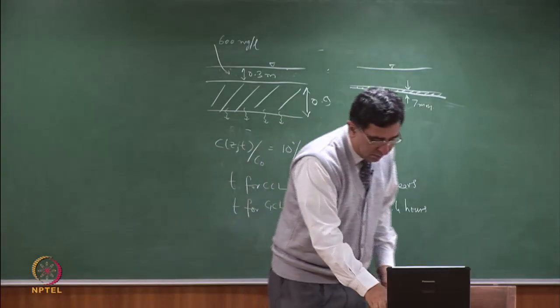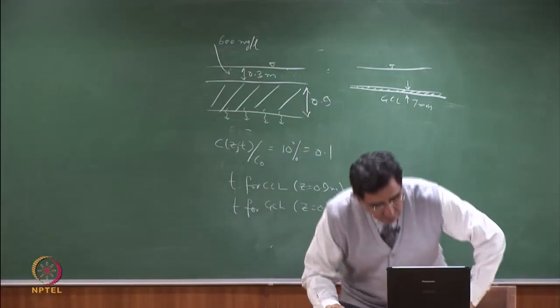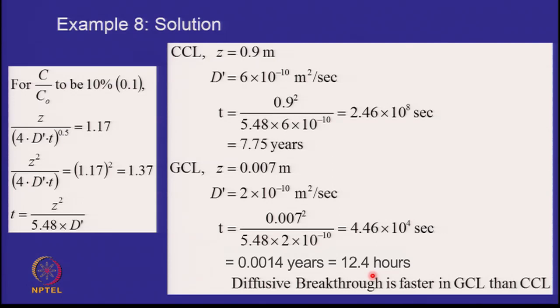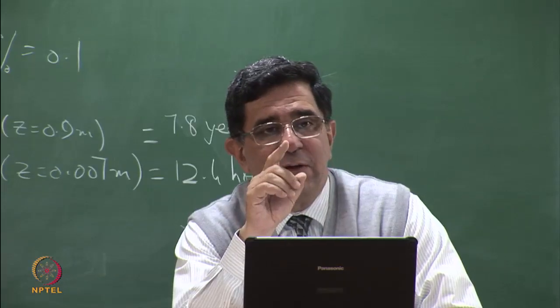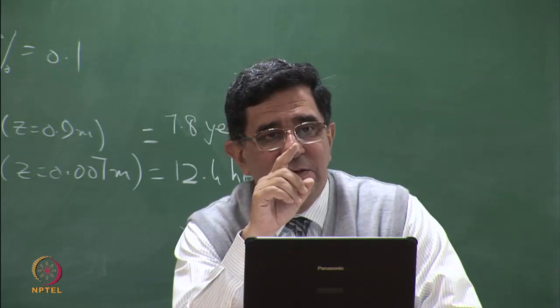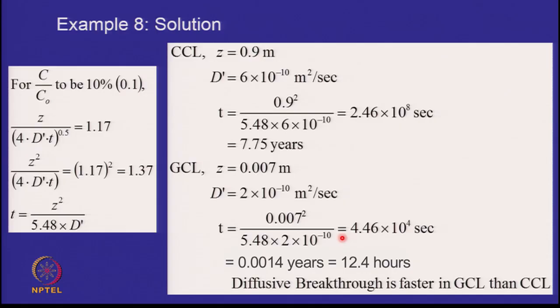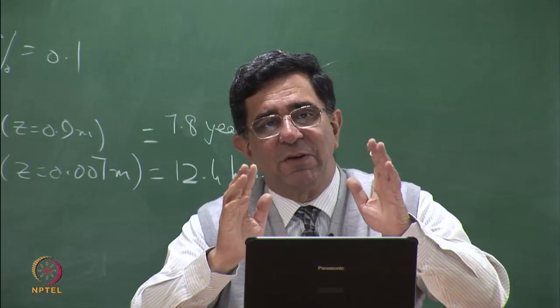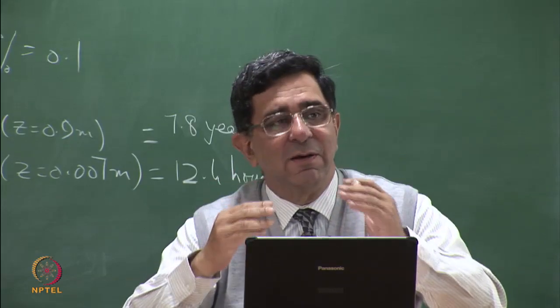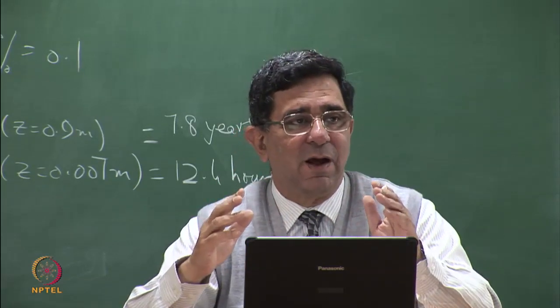So let's see what I got. I have got about 7.75 years and I have got 12.4 hours. So once again, breakthrough in GCL is faster than breakthrough in CCL. Remember, advective mass flux breakthrough time was 10.7 years. Diffusive mass flux, the time is 7.8 years. So everything is going to happen after about 7.5 years. Diffusion and advection are going to happen after 7.5 years.